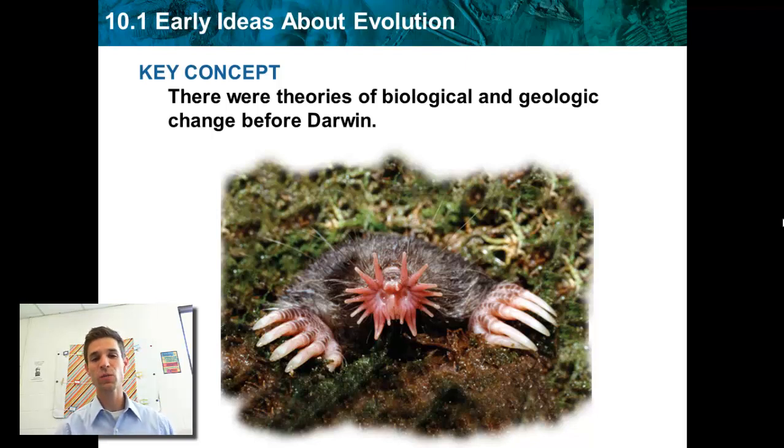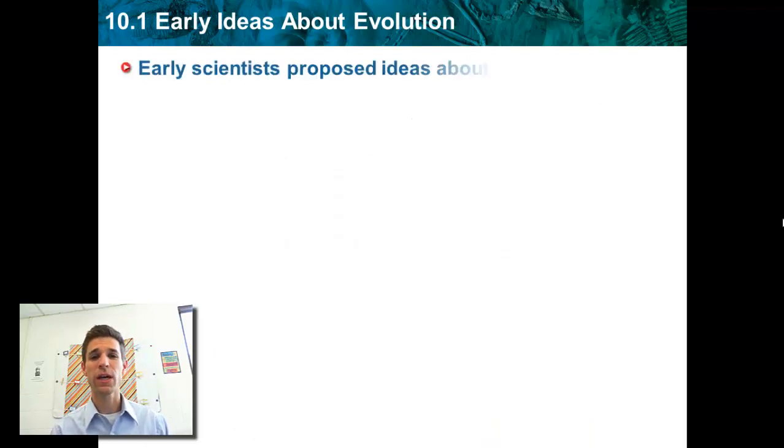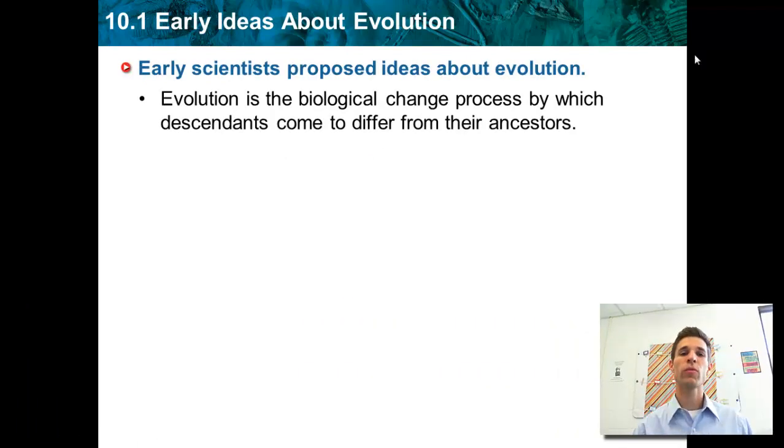So that's when people started to think about how the species came to be on Earth. And there are many different theories for how organisms such as the star-nosed mole and all our other species came to be here on Earth. So let's talk briefly about some of those early theories. Remember, evolution is the biological change that happens to species over time.